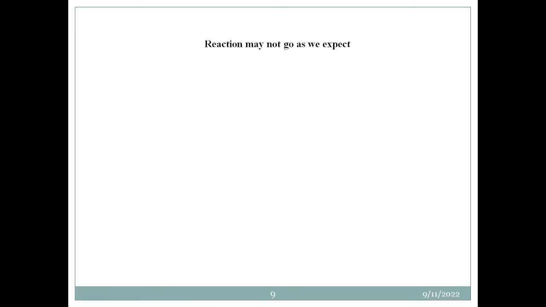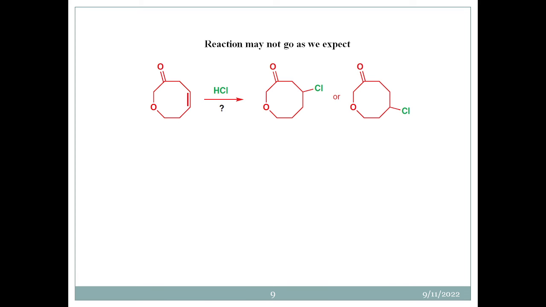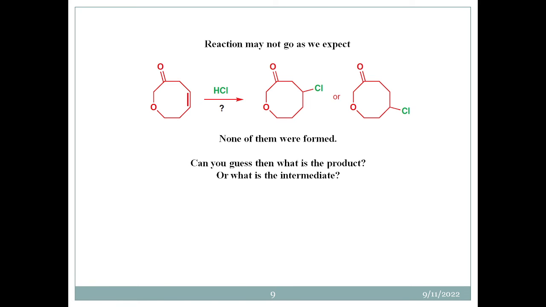Reaction may not go as we expect. For example, let me discuss this question. So here what happened? We will expect a simple HCl addition reaction, right? The alkene will attack H plus, so there will be carbocation formation, and then the Cl minus can attack in two different ways, depending upon where H plus gets added, and this is the product. But interestingly, none of them are observed. So the question is, can you guess then what is the product or what is the intermediate?